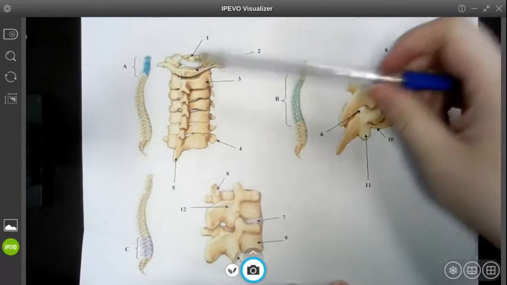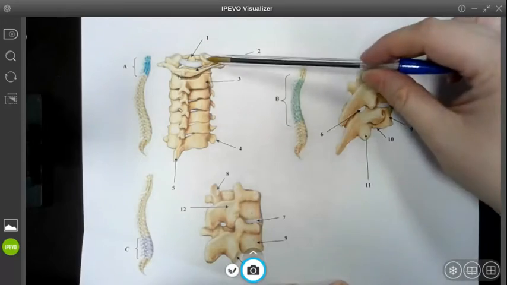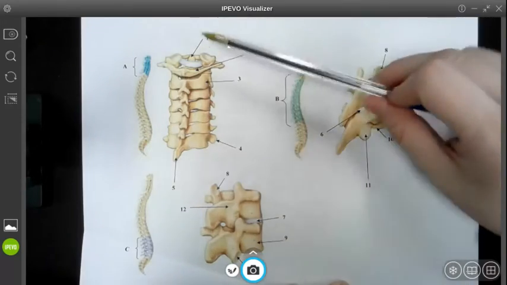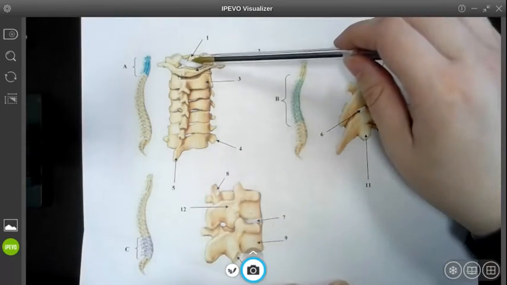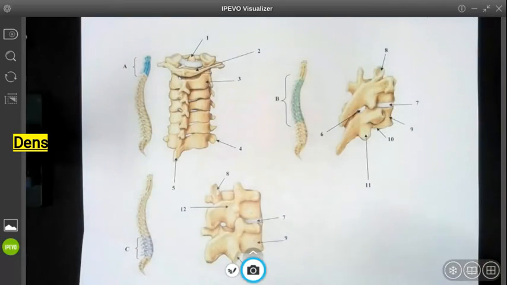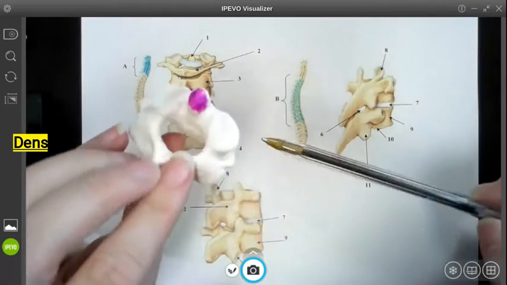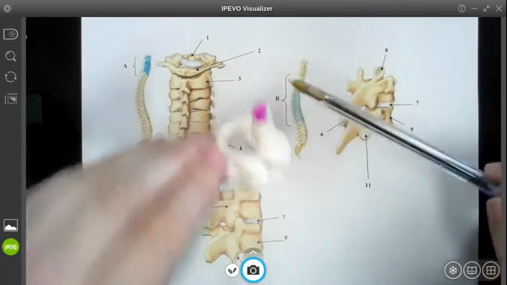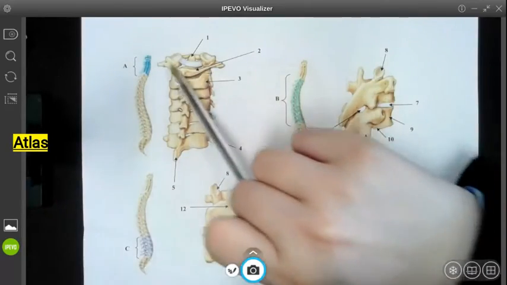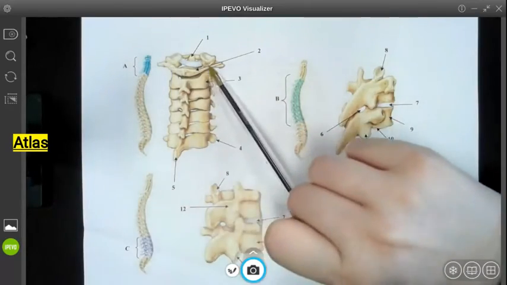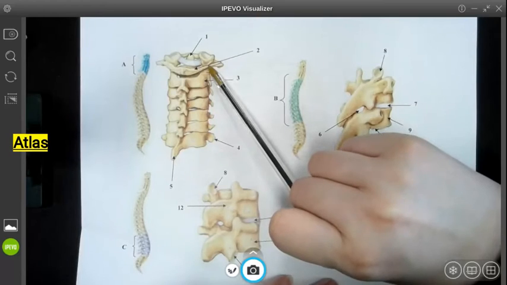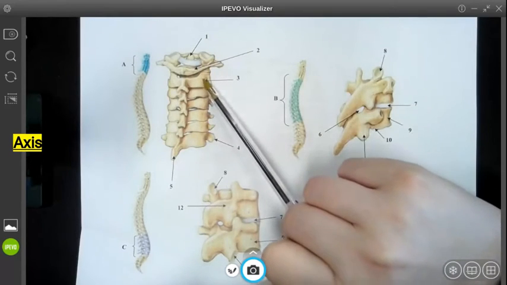Now these are all little sections. This is actually all of the cervical vertebrae here. One is pointing at the dens. The dens, again, that's the knob on the axis, the knob. 2 is pointing at that top cervical vertebrae, which is the atlas. 3 is pointing at the axis.